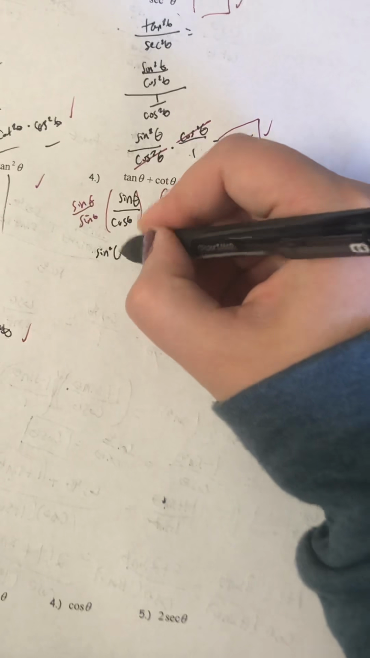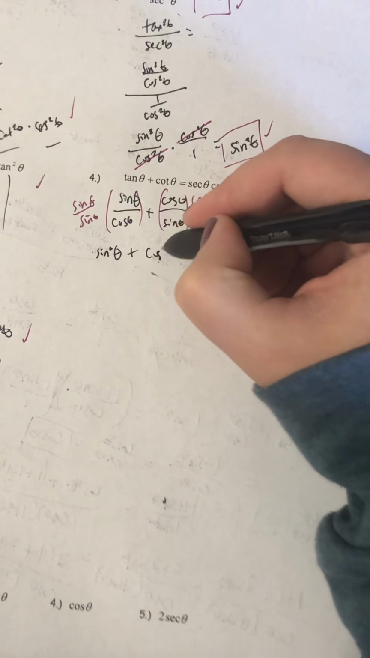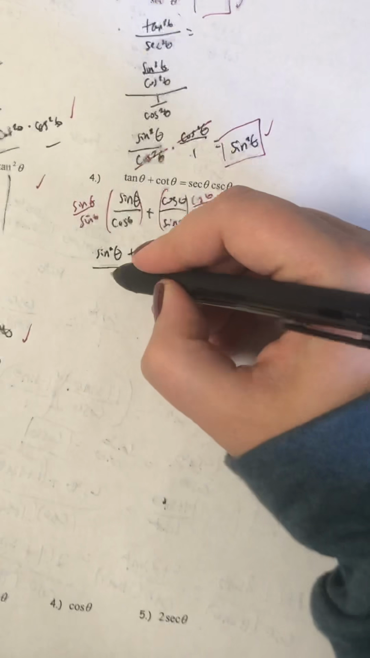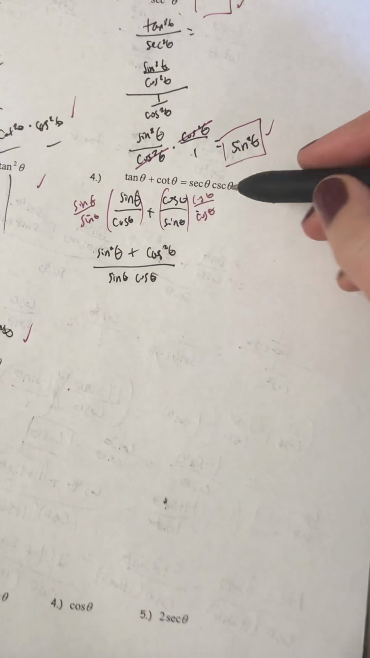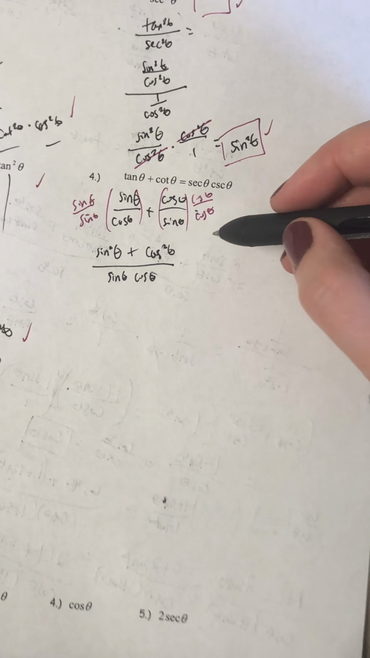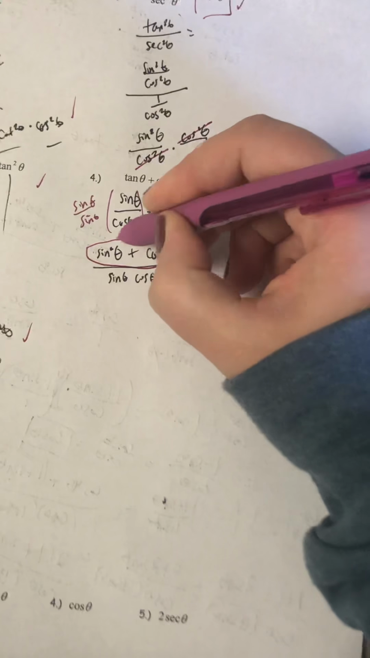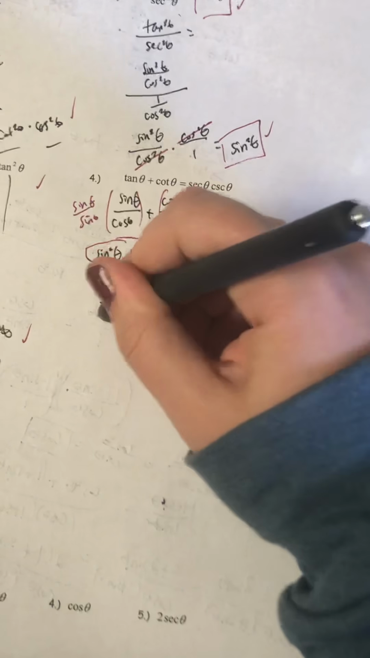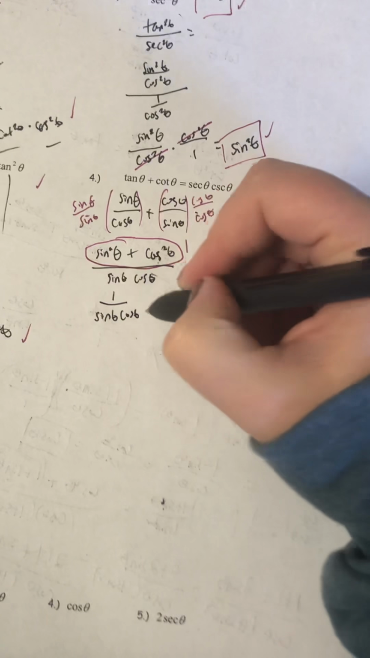Okay, then we're left with sine squared plus cosine squared. I'm kind of skipping the step where you have the separate fractions and just combining it where we have the common denominator, since we know that's what we're going to do. If you need that step showed separately, I'm happy to do that with you. So now what do we have in the numerator? One of our identities. That is all equal to 1. So we're left with 1 over sine theta cosine theta.